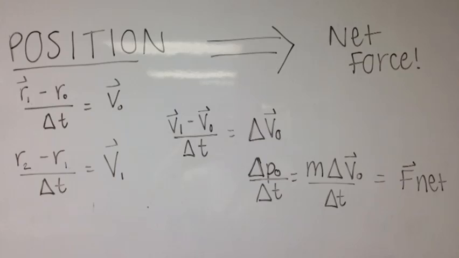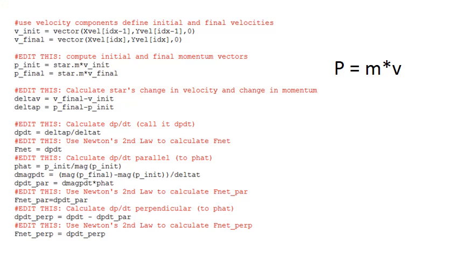This lab is different from the previous physics problems we have done because normally we are given the net force and initial conditions, and we use those to predict the motion in the future. Whereas in this lab, we are given all of the separate initial data components, in this case x and y position coordinates, and we use those to find the net force. We then use the momentum principle of p equals mv to compute the star's initial and final momentum vectors and change in velocity, vf minus vi, and change in momentum, pf minus pi.